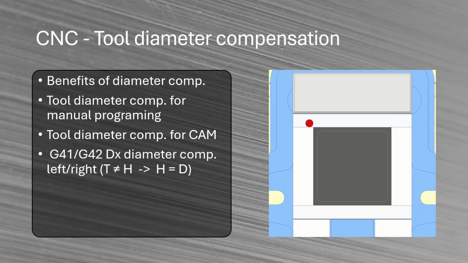G41 and G42, that's tool diameter compensation left or right. As I said, T does not necessarily have to be equal to H, but H is always equal to D. If those are not equal, then something is wrong. Those need to be the same.